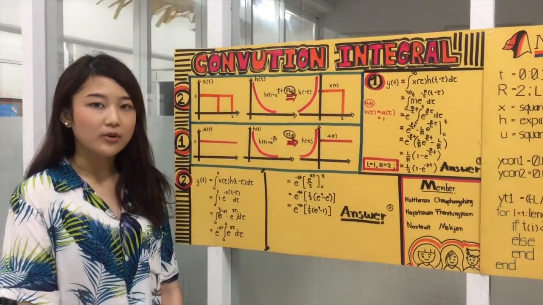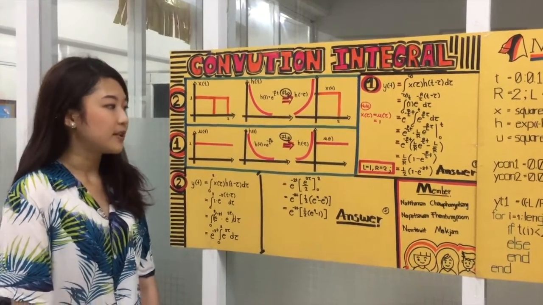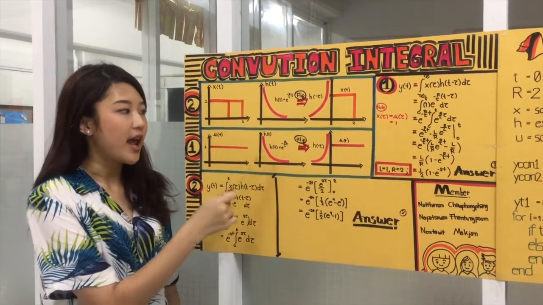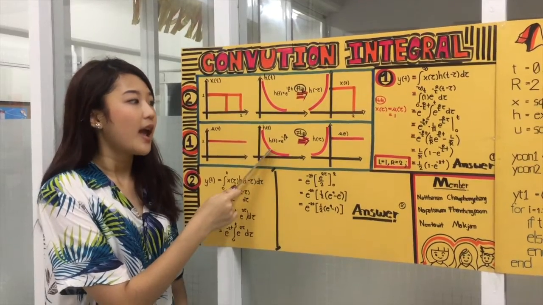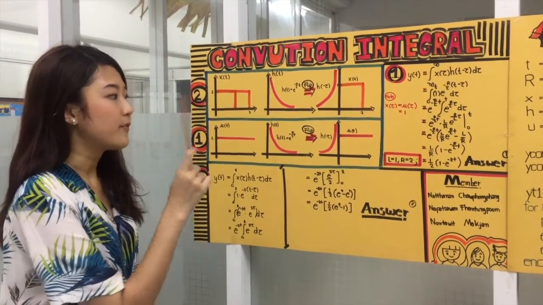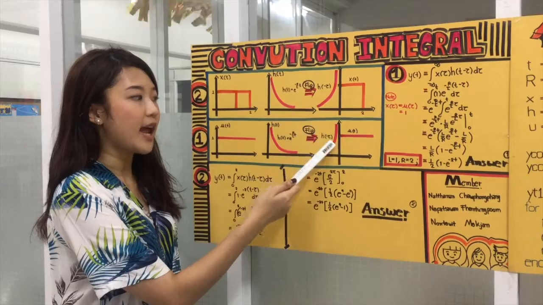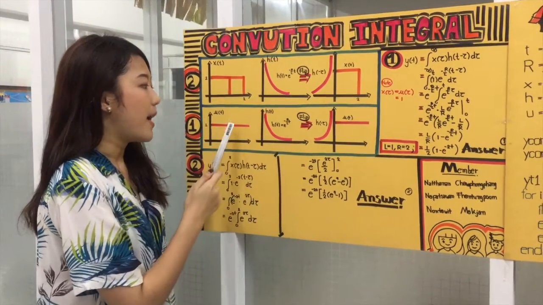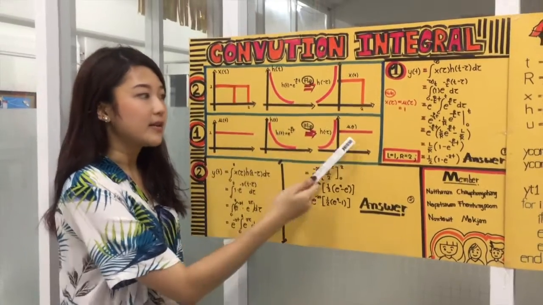Today we're gonna solve the problem about convolution. From the first problem, they asked about the unit step function by integral convolution solving. For the first step, we draw a graph of the unit step function and the impulse response function, and then we choose to flip the impulse response function to be this and combine it with the unit step function.